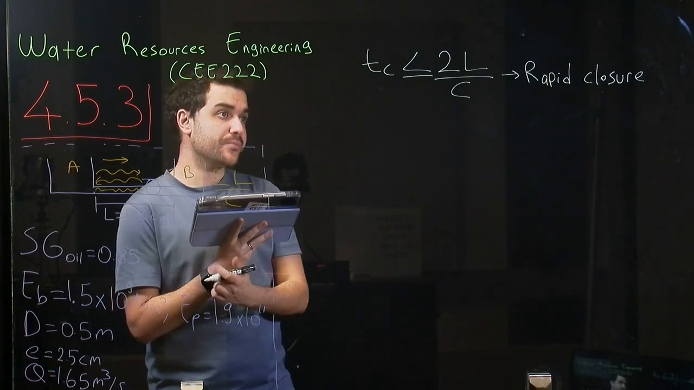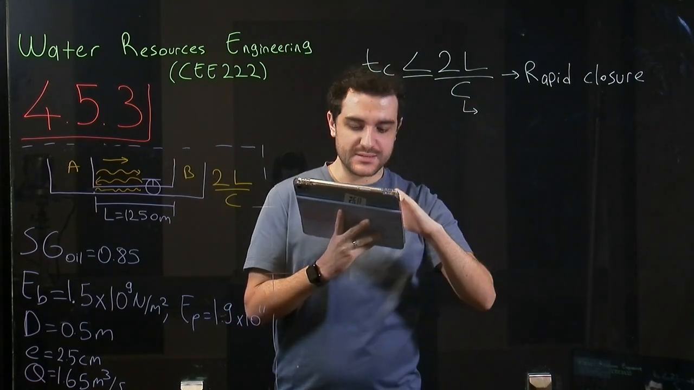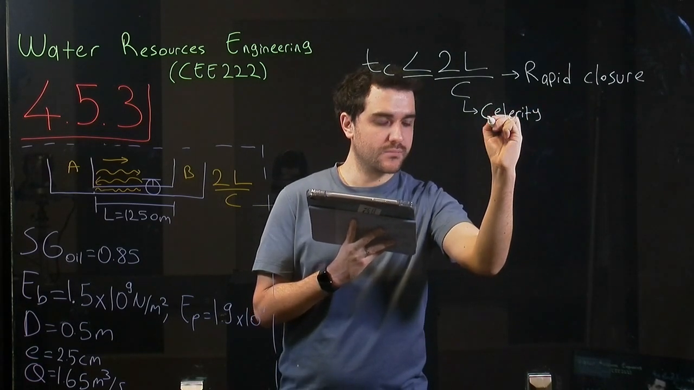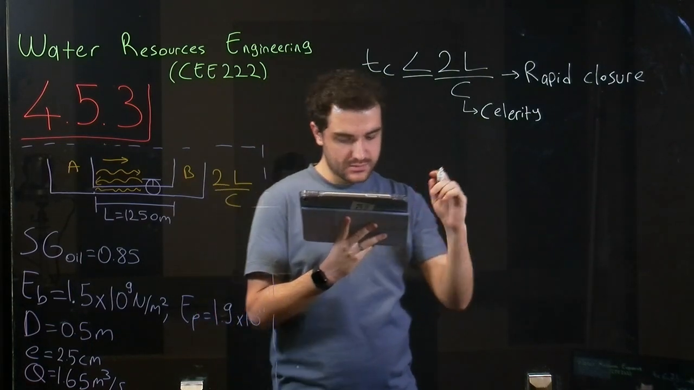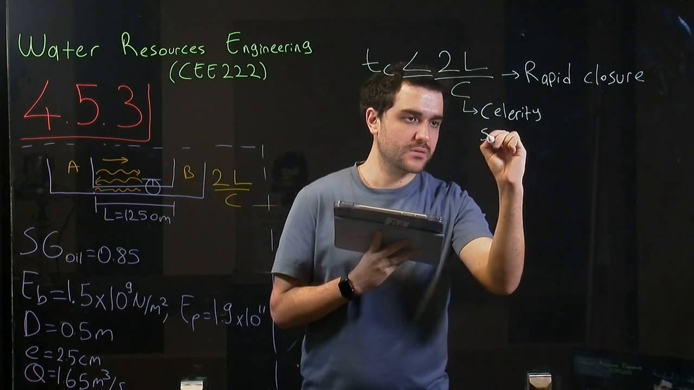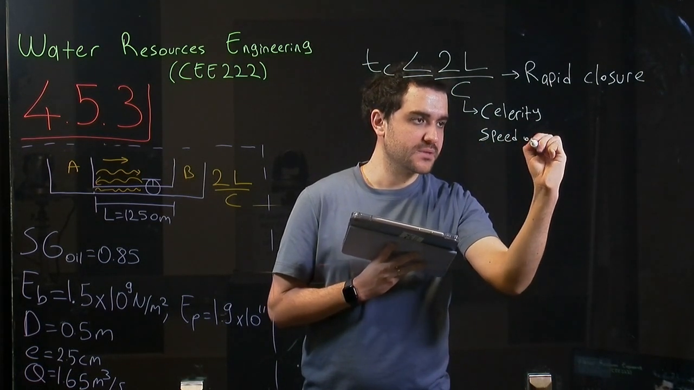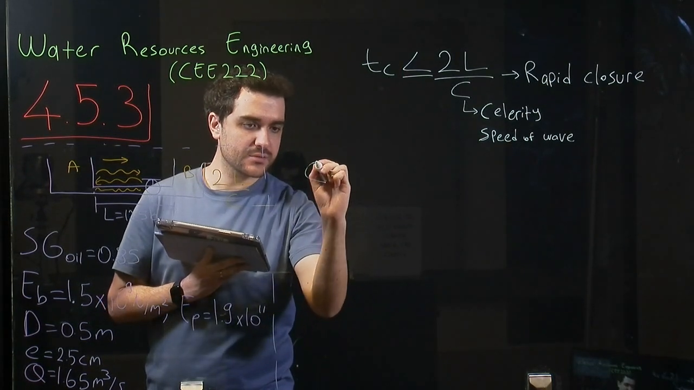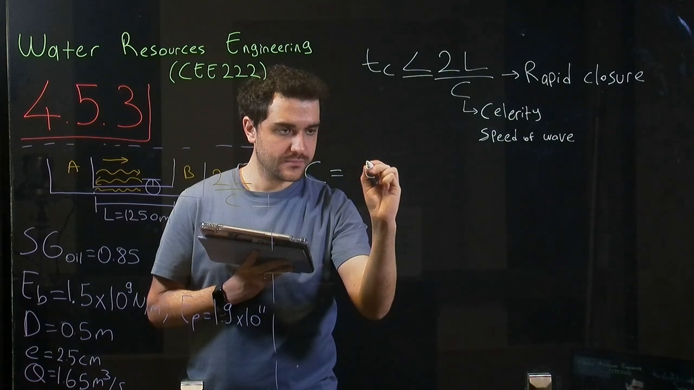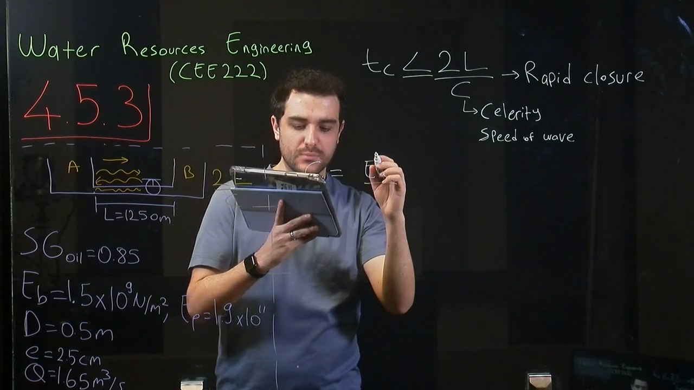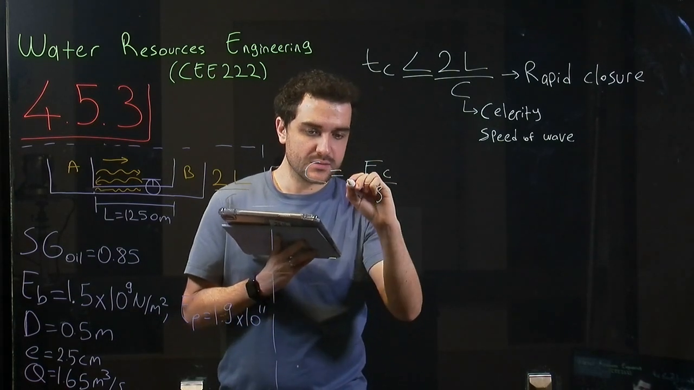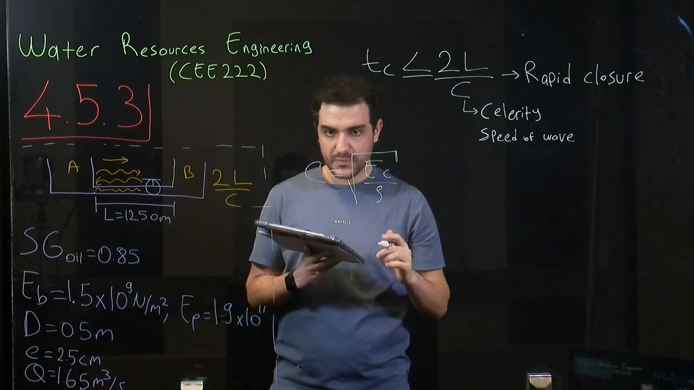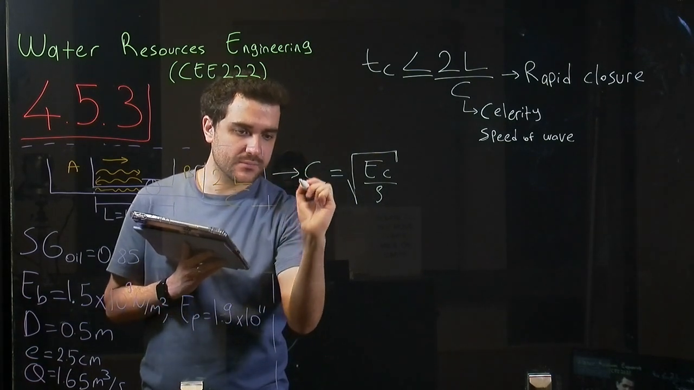Okay, so here the C is celerity, which is the speed of wave, and C is equal to the square root of the composite modulus of elasticity over density. And we have another equation that will help us to solve the question.